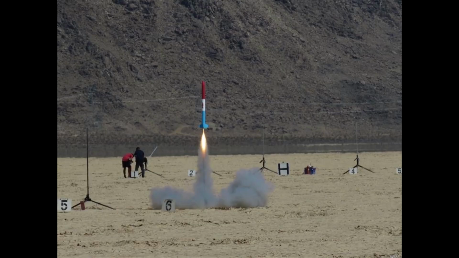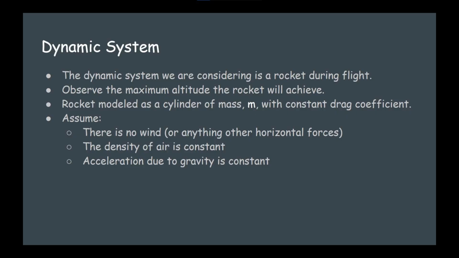The dynamic system we are considering is a rocket during flight. We want to observe the maximum altitude the rocket will achieve, so we will not be considering anything that occurs after apogee has been reached. For simplicity's sake, the system has been reduced to a cylinder with mass m and a constant drag coefficient.